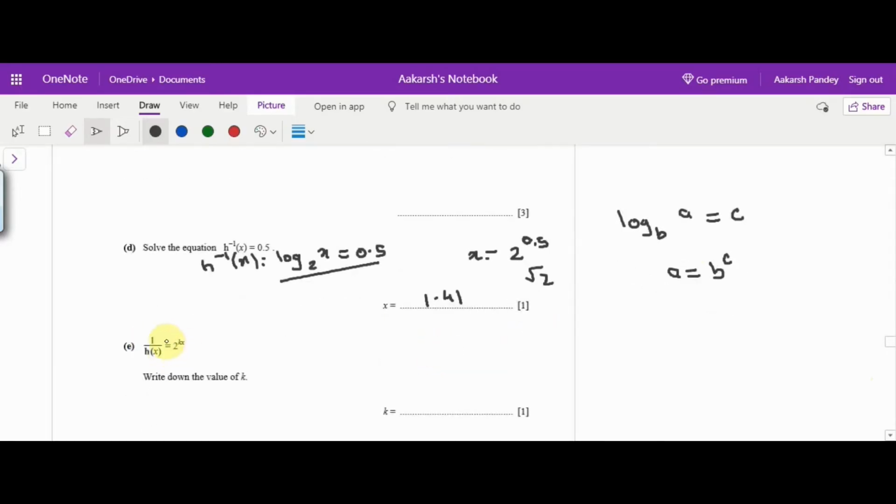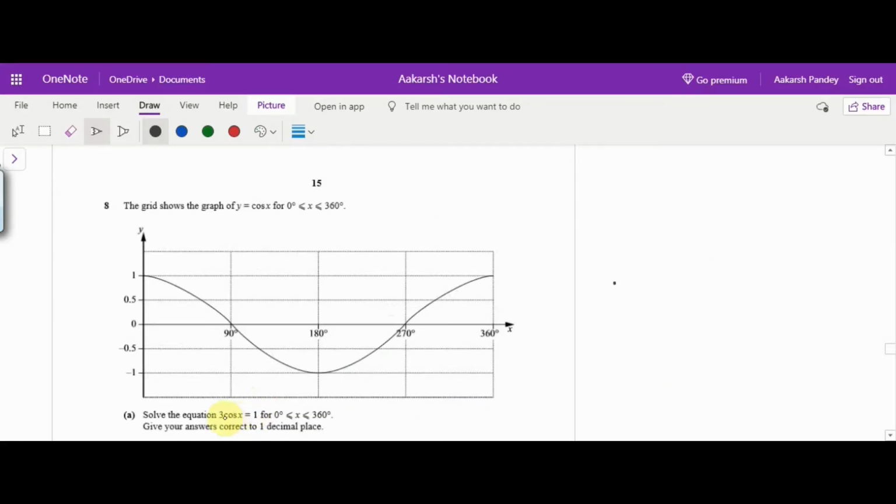Now they are asking us: 1 upon h of x is 2 raised to x. So 1 upon 2 raised to x is 2 raised to kx. So now when I take this to the top, I'll have a negative sign in the power. 2 raised to minus x is 2 raised to kx. So comparing the exponents, I get k as minus 1.